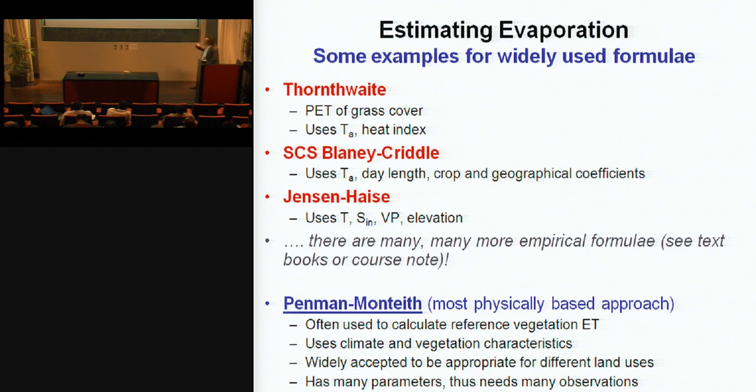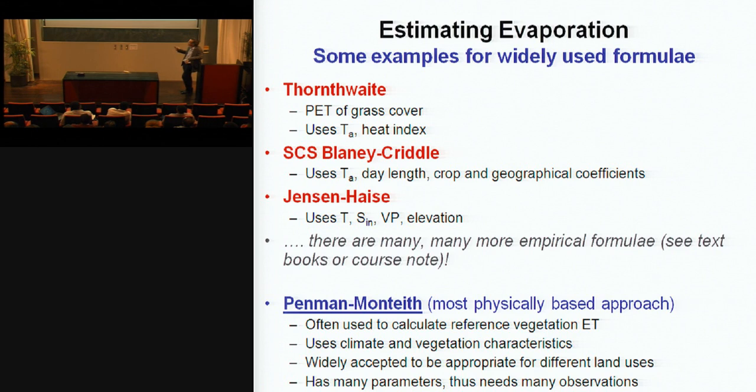It's often used to calculate the reference evaporation. It can be used in different climates and for different vegetation characteristics. This is one everybody needs to know. You don't need to know all its parameters by heart, but you need to know what it is for and how it works. It's widely accepted. It's probably the most appropriate for different land uses because you can account for different land uses. It has many parameters. That's a disadvantage. But if you do something physically based, of course, you need many parameters.